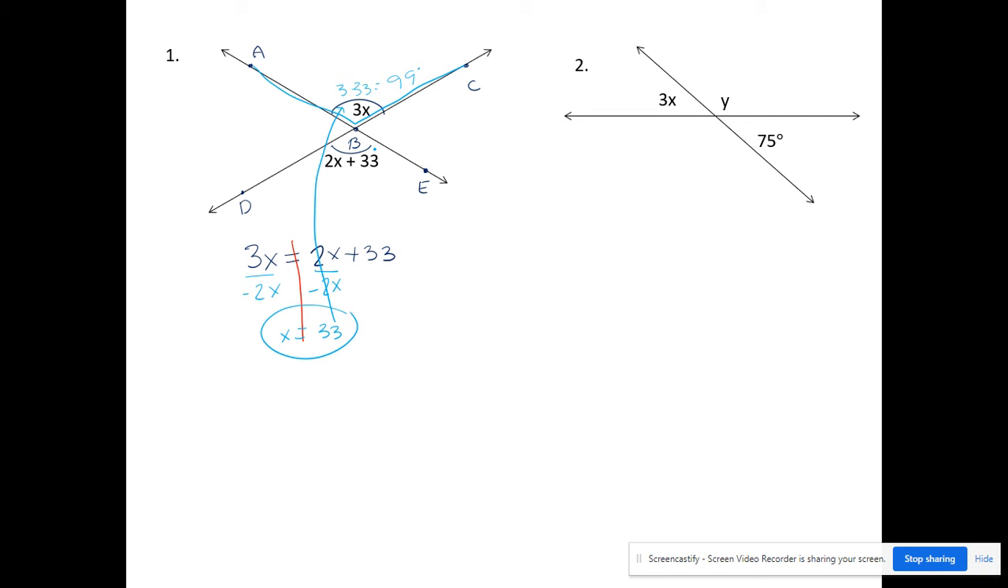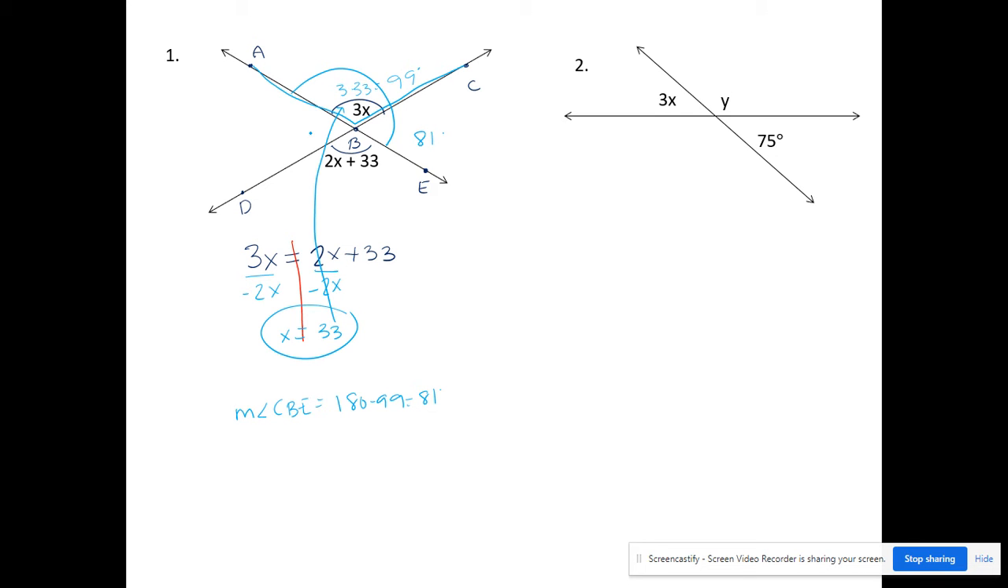So if I ask for that angle right here, I could also ask you for the measure of angle CBE. And if I did that, remember these right here are supplementary. So I could say 180 minus 99. And then I find out that this is 81 degrees right here.